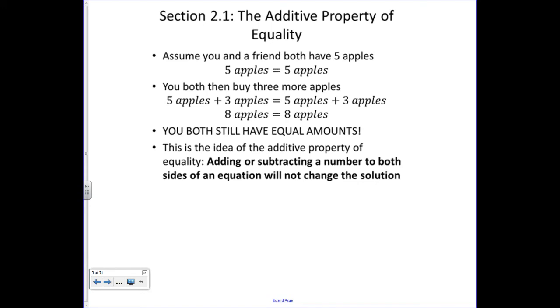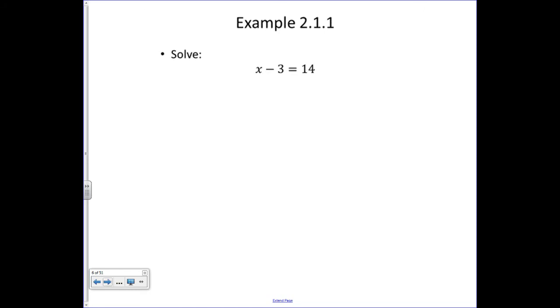Okay, so this is the idea of the additive property of equality. If you add or subtract a number to both sides of an equation, it doesn't change the solution. Both sides are still equal. So let's use that idea and attempt to solve these equations. We want to determine what x is.